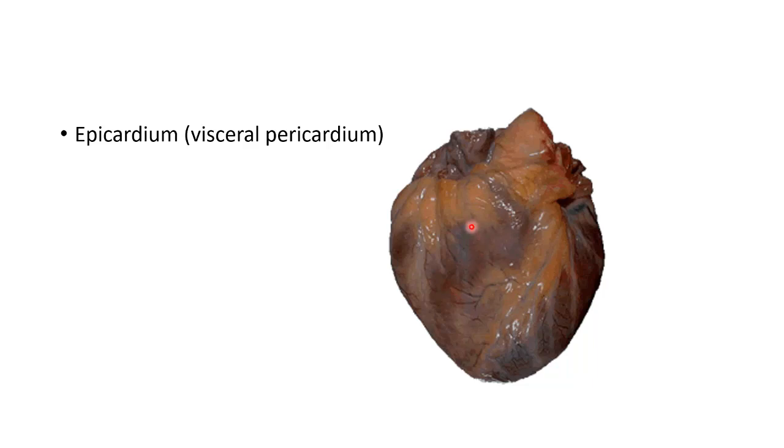And that shiny, slippery layer is the epicardium, also known as the visceral pericardium. So just showing you another image. And so obviously the pericardial sac is removed. You can't see the fibrous pericardium or parietal pericardium. And so you're actually looking at the outside of the heart wall here, the epicardium.